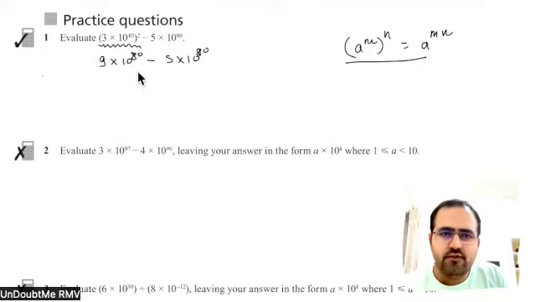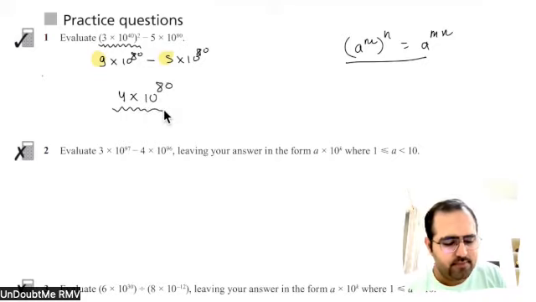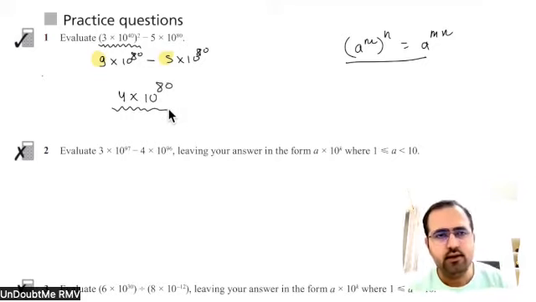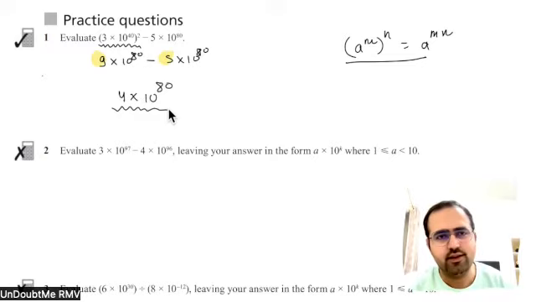Now both the powers of 10 are the same. When they are the same, we can deal with the coefficients, these numbers, directly. 9 minus 5 will be 4. So 4 into 10 to the power 80 is the answer. Though it is written calculator allowed, it can be solved faster without a calculator.